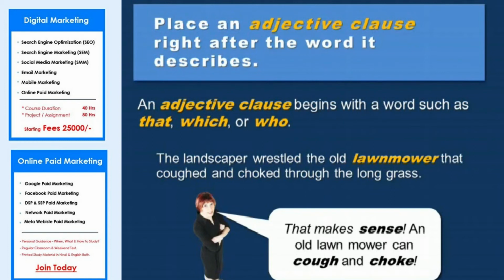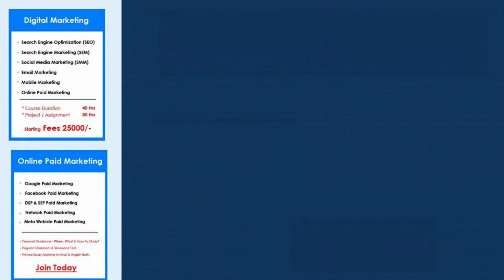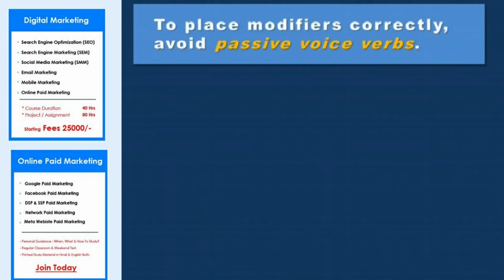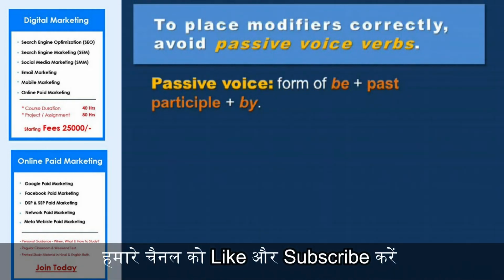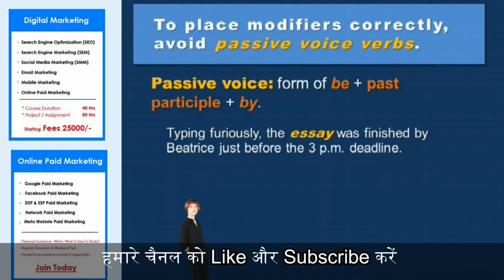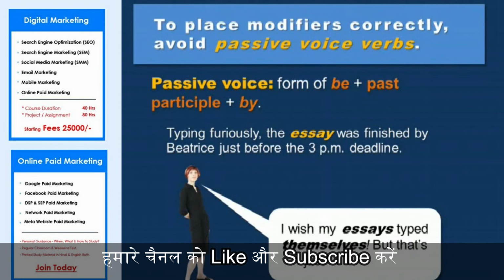Another strategy: to place modifiers correctly, avoid passive voice verbs. This is what we've been saying right from the beginning of the session. Now, passive voice is the form of be plus past participle form plus by. Let's look at this example to understand the concept better. Typing furiously, the essay was finished by Beatrice just before the 3 p.m. deadline. Typing furiously. Was the essay typing furiously or was it Beatrice? It was Beatrice. So the correct sentence would be, typing furiously, Beatrice finished the essay by the 3 p.m. deadline. As we saw, avoid passive voice constructions.